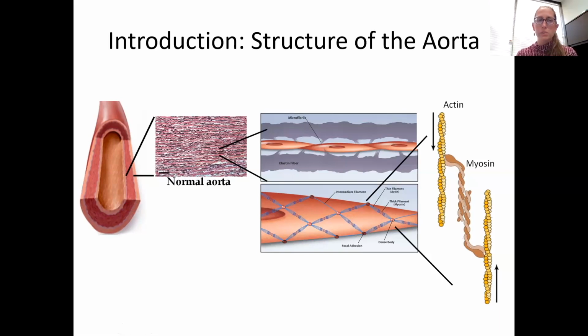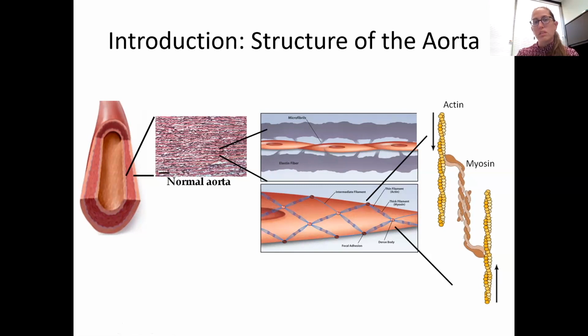And you can see with this particular stain, there's interspersed red and black. The black are the elastin fibers and the red are the smooth muscle cells. Looking next at this graphic, you can see what this looks like more close up. The elastic fibers have the smooth muscle cells aligned between them, and there are links between the fibers and the cells, which allows the whole tissue to contract together.